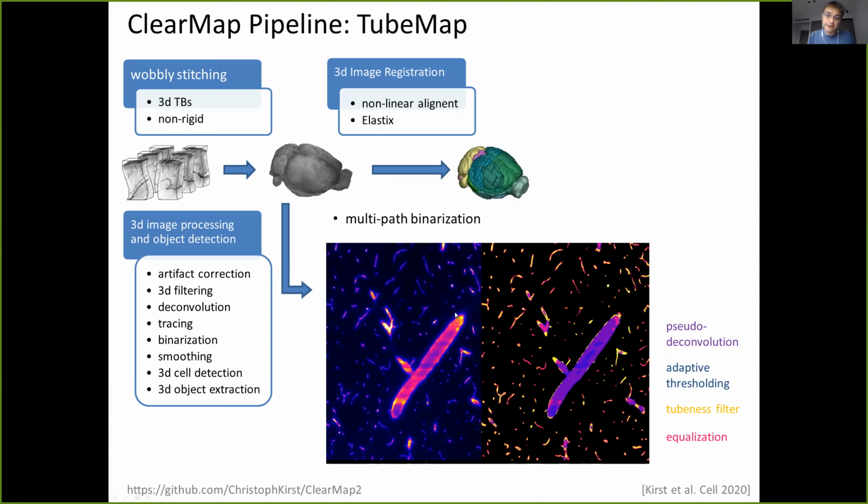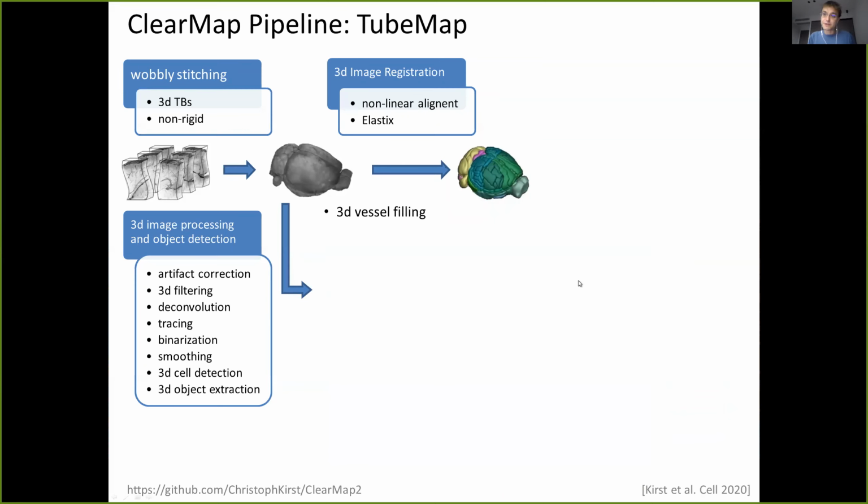But that's not enough. We have to amplify weaker signals with other pipeline steps, which, for example, here the tubeness filter tries to extract small capillary tubes. And then we have additional adaptive mechanisms to account for intensity changes all across the brain. Once we put that together, we get a nice binary image.